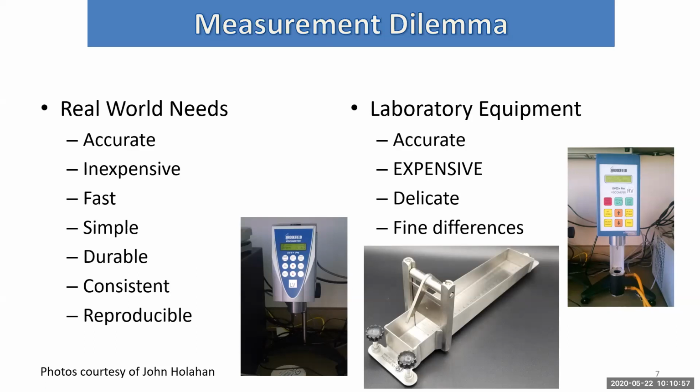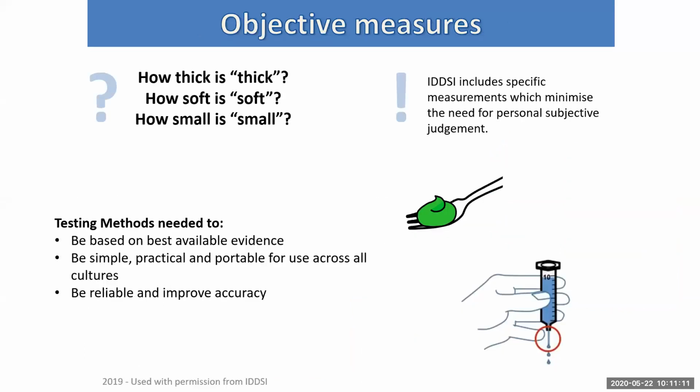So after careful consideration of all these factors, the IDDSI committee felt that these types of instruments were not practical and sought out other test methods that could be done anywhere in the world, regardless of whatever resources are available. However, whatever test method they eventually settled upon would still need to answer the questions of how thick is thick, how soft is soft, how small is small, and they needed to be based on the best available evidence, be simple, practical, and portable across all cultures. Of course, they have to be reliable and accurate. And if you're curious about any of this, IDDSI has an evidence statement that is available on the IDDSI website in the IDDSI framework section.